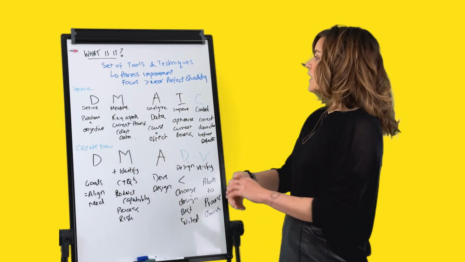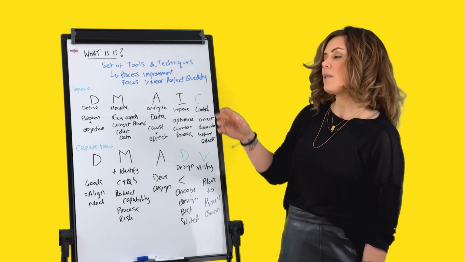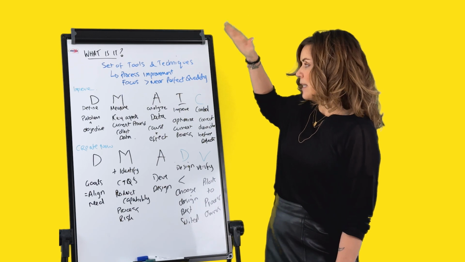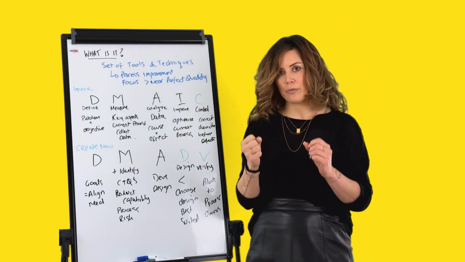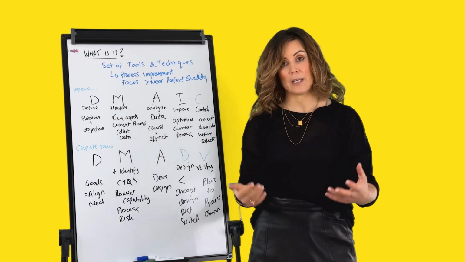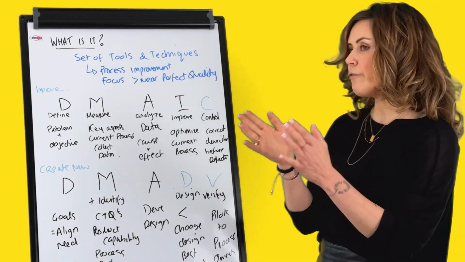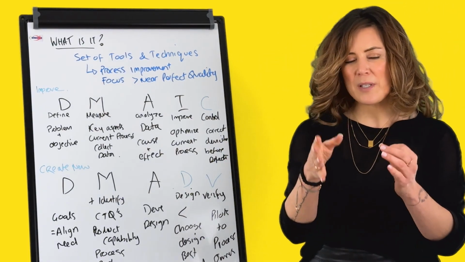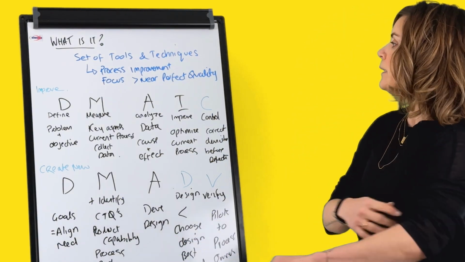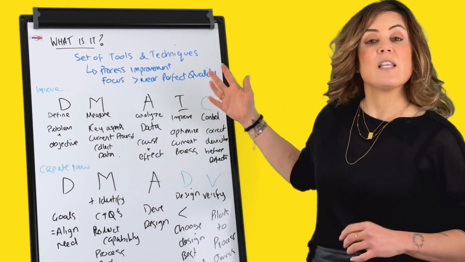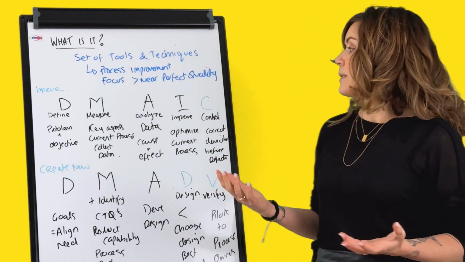Ta-da! So what is Six Sigma? Six Sigma is a set of tools and techniques that have been designed so that you can improve the processes that you currently have, but you can also focus on almost near perfect quality, okay? And essentially it's a set of guidelines, I like to explain it as.